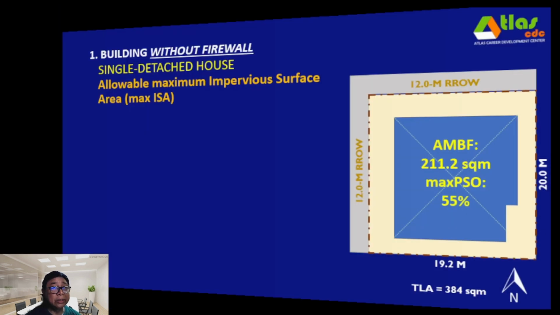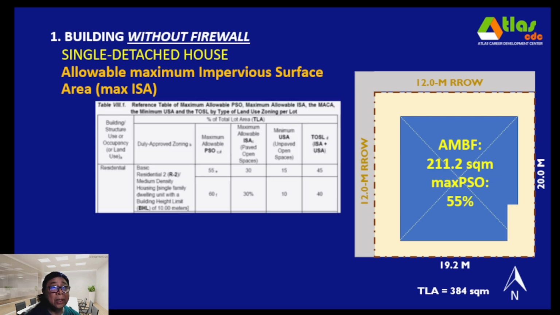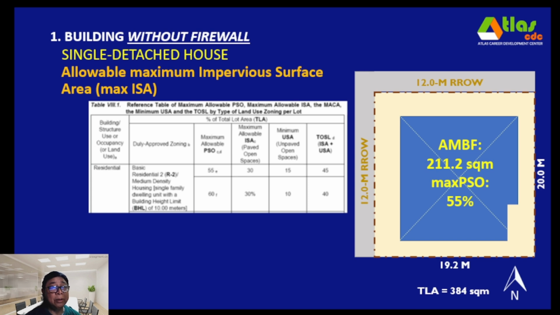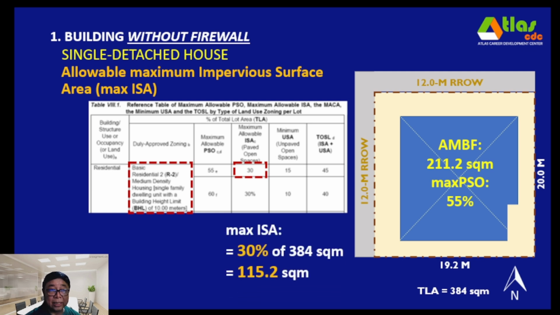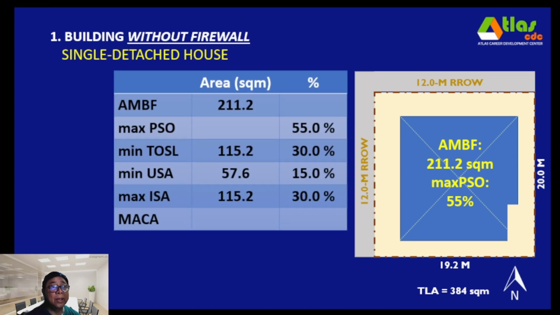So the next that we are going to compute is the allowable maximum impervious surface area or maximum ISA. Again, our reference here is table 8.1. Here it is indicated without firewall at 30% of the TLA, or 30% of 384 will give you a value of 115.2 square meters. So we put this value now in our tabulation for the maximum ISA at 115.2 square meters, 30%.